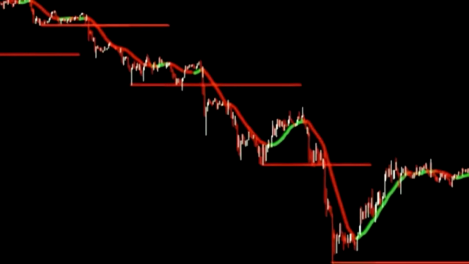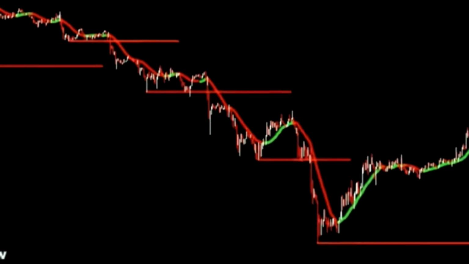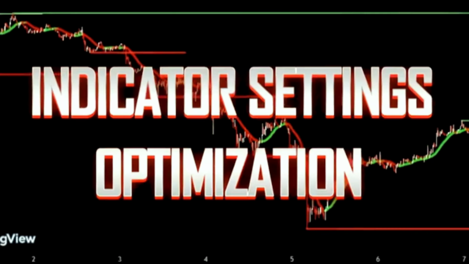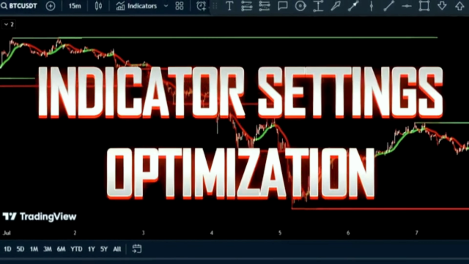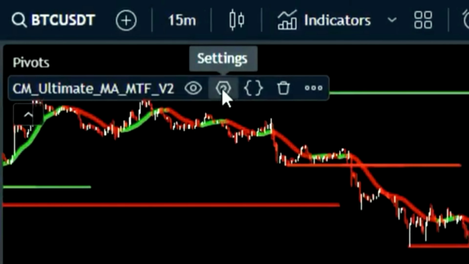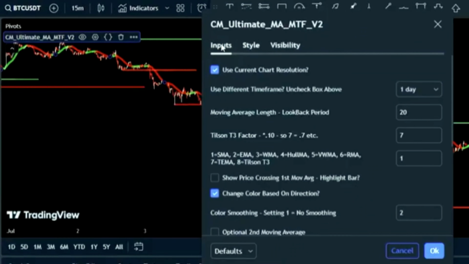Alright, now that you've added the CM Ultimate MA indicator on your chart, we need to fine-tune its settings to make it optimized for our trading strategy. So click on the gear icon next to the indicator name and the settings window will pop up. Don't worry, we'll do this together.